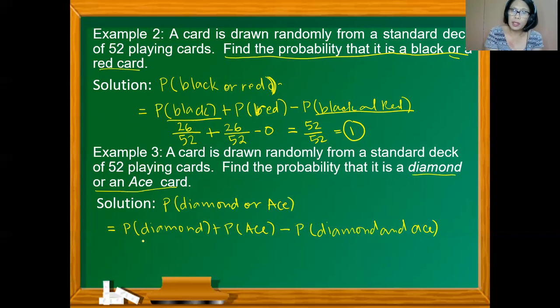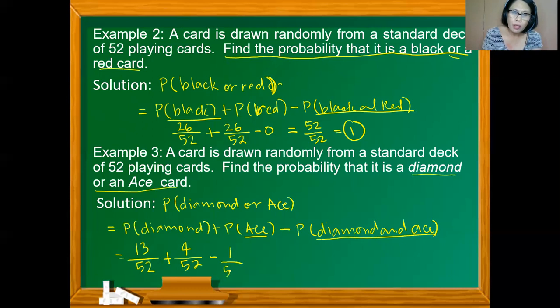So for the probability of selecting a diamond card, how many diamond cards do we have from a deck of cards? By inspection, we have 13 diamond cards, all over a total of 52 cards. So how many ace cards do we have from a deck of cards? We have 4 all over 52 cards. And their joint probability, since the two are not mutually exclusive events, we have to find out how many diamond cards are at the same time ace cards. We only have one, and that is the ace of diamonds. So this is 1 all over 52.